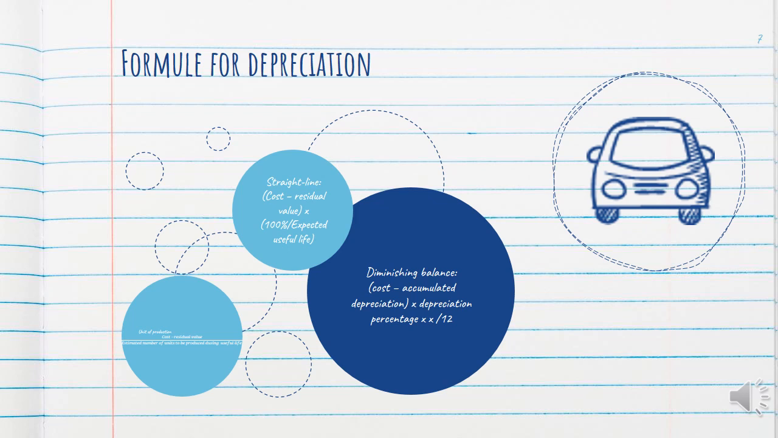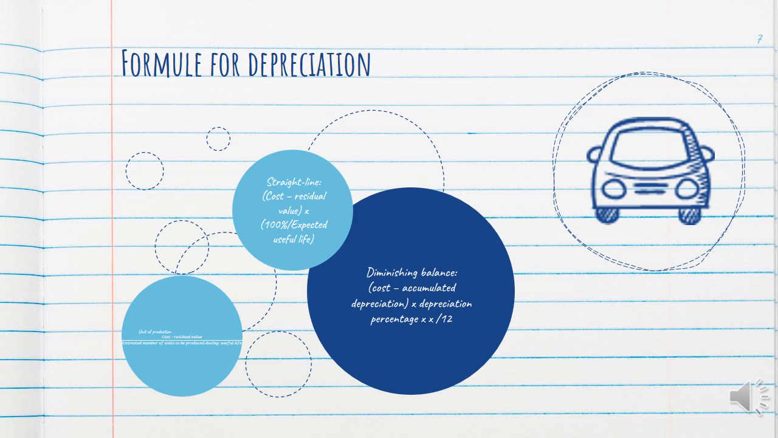I do realize right now that units of production is a bit small. I'm really sorry about that. I had to fit it into the bubble. But I did do an example, so you will be able to see the formula there.